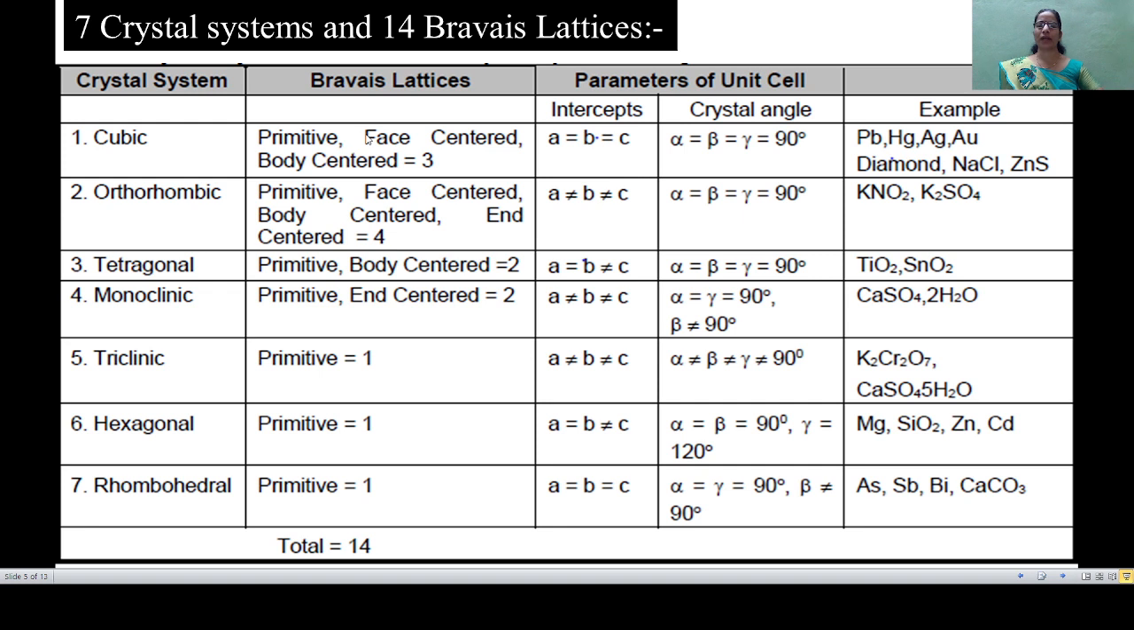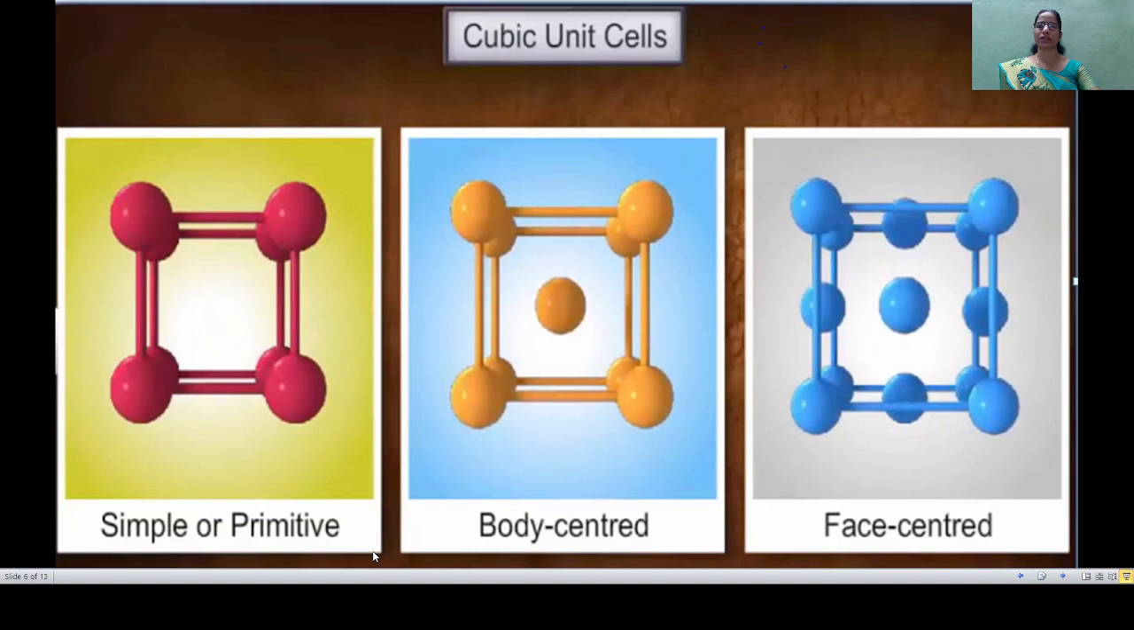Thus, you will observe that all the crystal systems are divided into 14 Bravais lattices. See the three types for cubic system, four types for orthorhombic system, two for tetragonal, two for monoclinic, and one for each of the triclinic, hexagonal, and rhombohedral system. By counting here, you will get total 14 Bravais lattices.